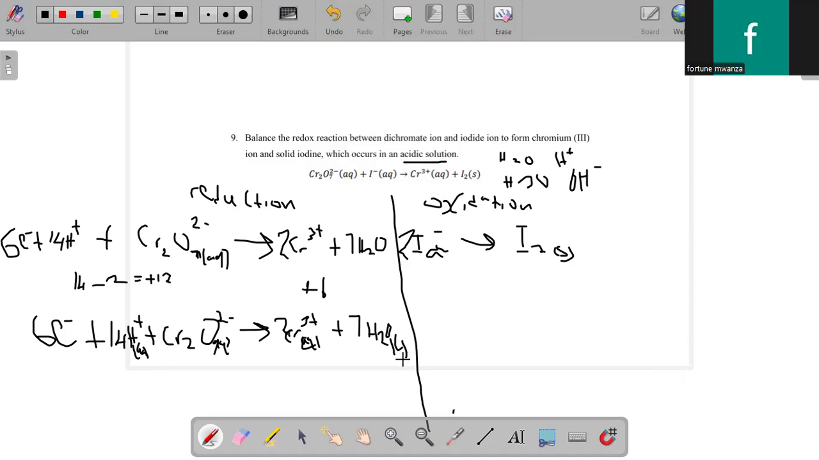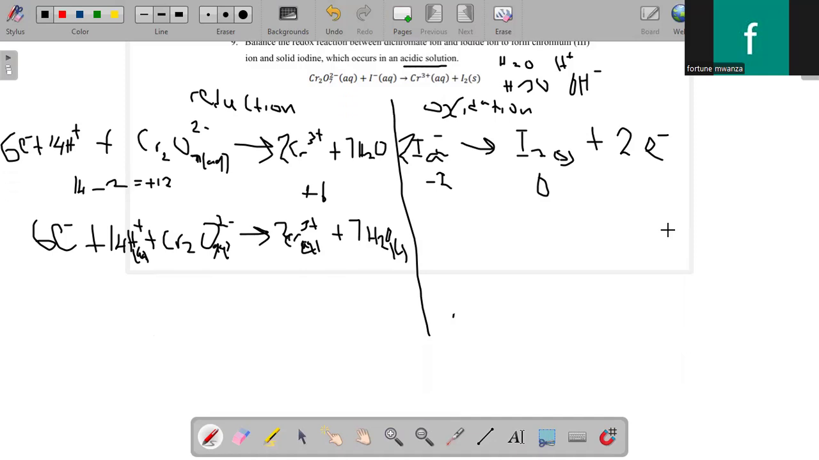Let me balance the electrons and atoms on the other side. The atoms are already balanced. What of electrons? Here the overall charge on the reactant is -2, and the overall charge on the product is 0. So here we are lacking 2 electrons, a 2 electron deficiency on the other side. So I'm going to add 2 electrons there. So I've balanced my electrons for both half reactions.